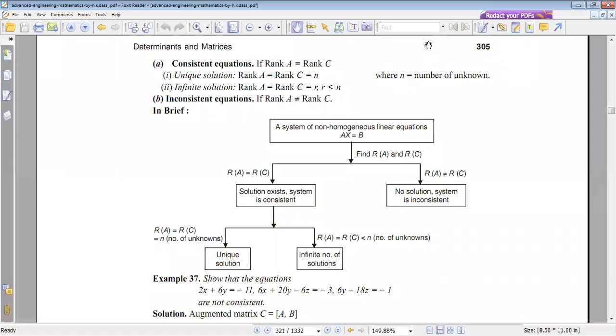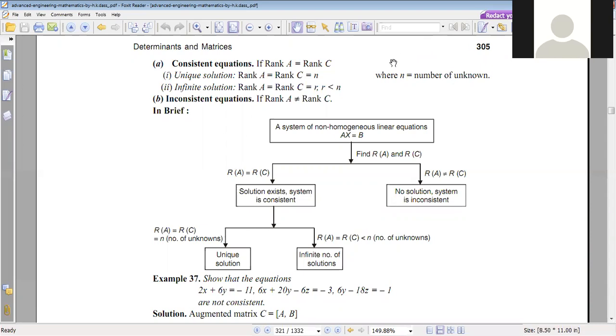So in our last class, I already started the system of linear equations. That means we have to check the consistency of a system of linear equations. With the help of rank, we can define whether a system of linear equations is consistent or not. So I repeat once again: a system of equations is said to be consistent if rank of A equals rank of C.